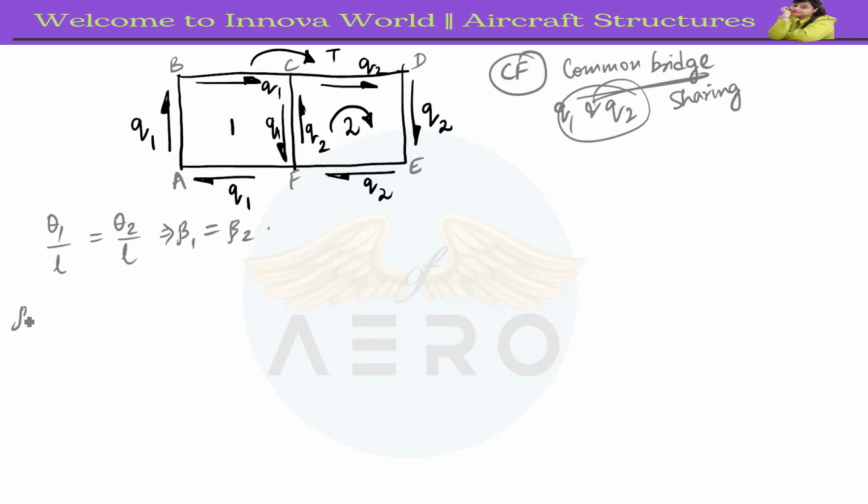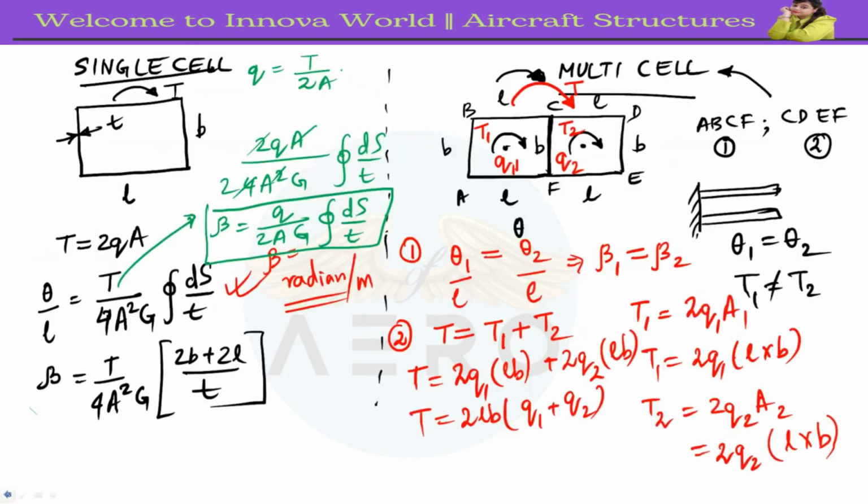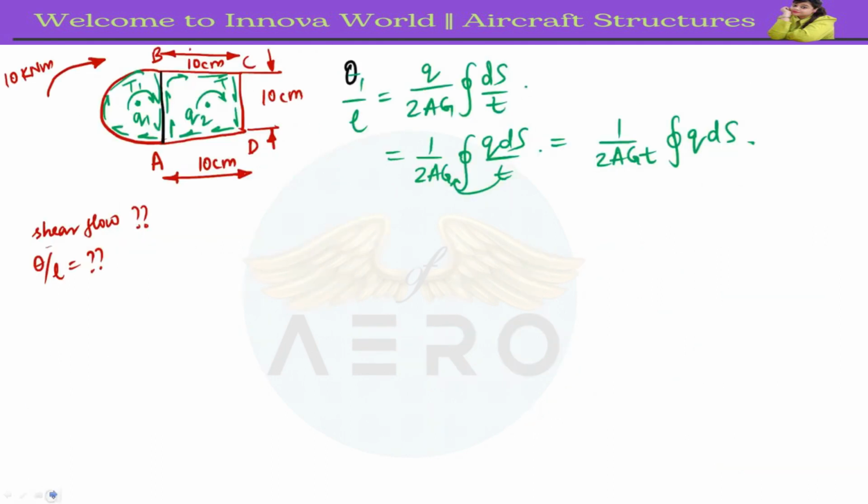Now recalling what beta 1 is, there is a formula. Let's go back and see what the formula is: T by 4A square G. Now here we will take it in terms of shear flow, so we can change to shear flow. Let's utilize this formula.